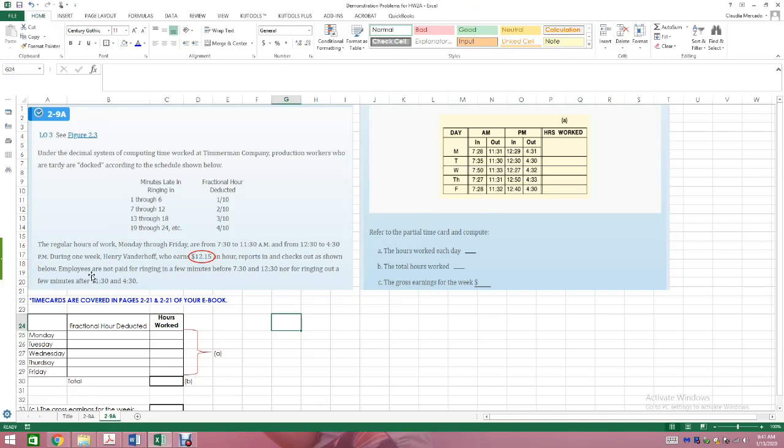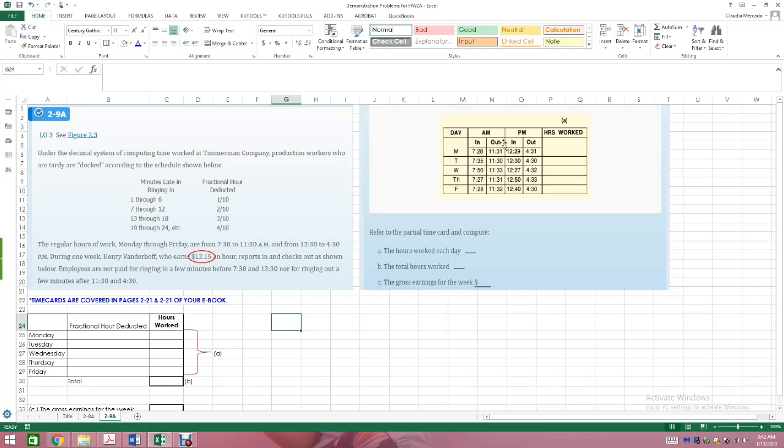Okay, and now this is very important. Employees are not paid for ringing in a few minutes before 7:30 and 12:30, nor for ringing out a few minutes after 11:30 or 4:30. So if they clock in before the time they're supposed to, they don't get paid for that. If they clock out a few minutes after the time they're supposed to clock out, they don't get paid for that. So that is what usually throws students off. We need to be clear on the instructions.